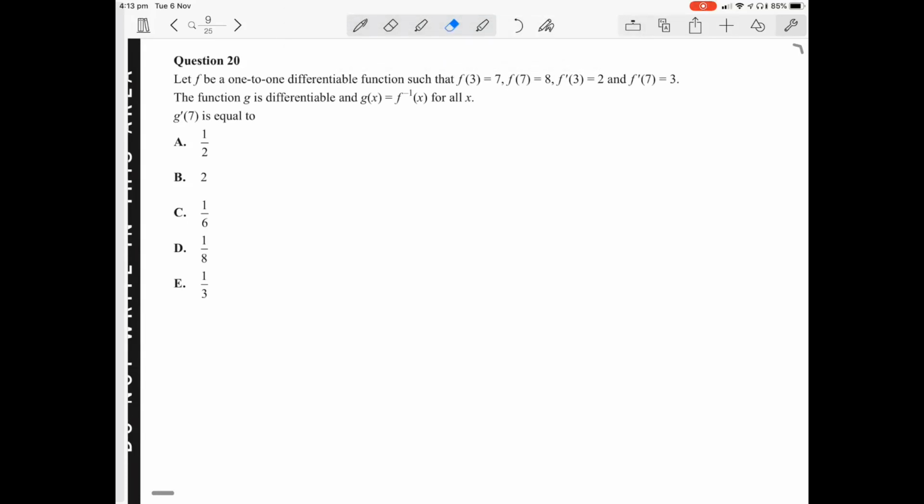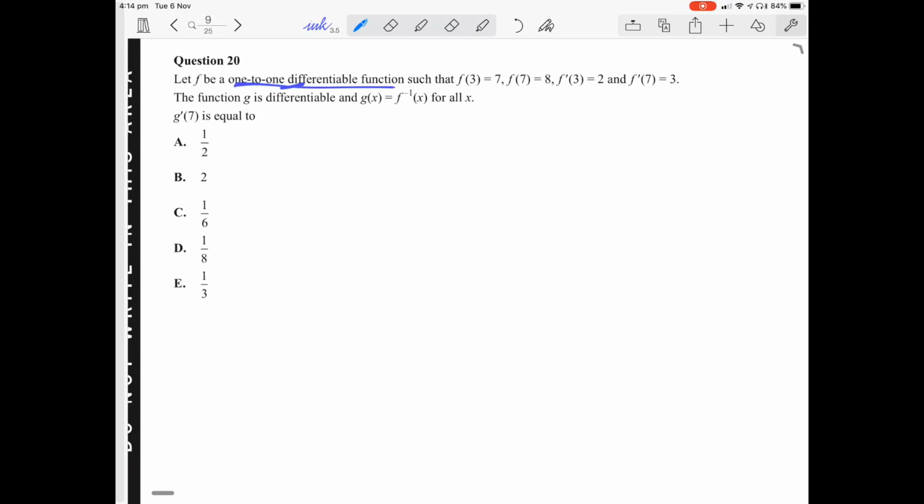Just trying to clear up a few things before the exam tomorrow. This seems to be a really common occurrence. Whoever's writing the exam seems to enjoy this idea. Basically, if I've got an original function and an inverse function, there's a connection between the gradients, and we're about to see what that connection is.